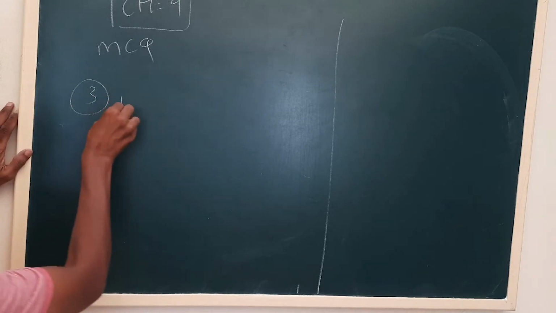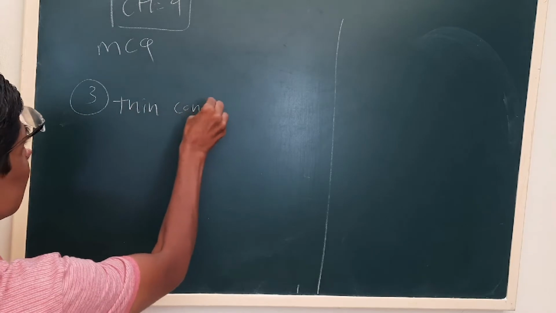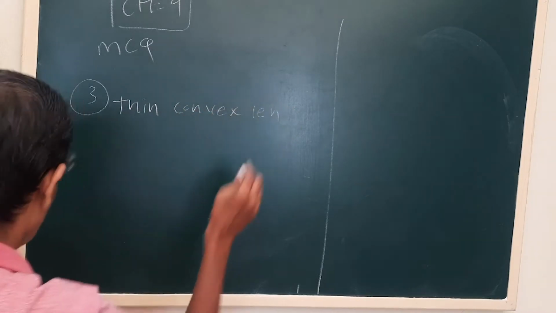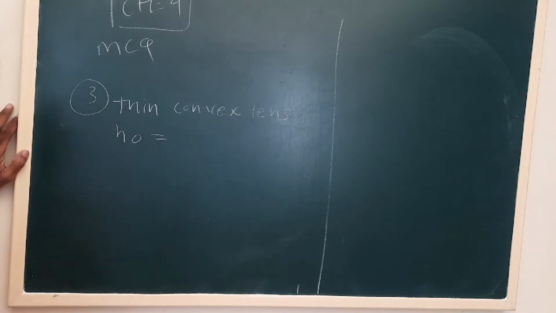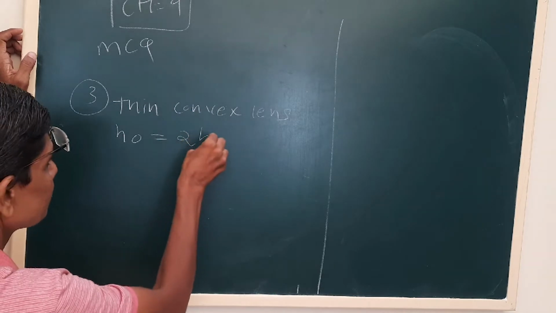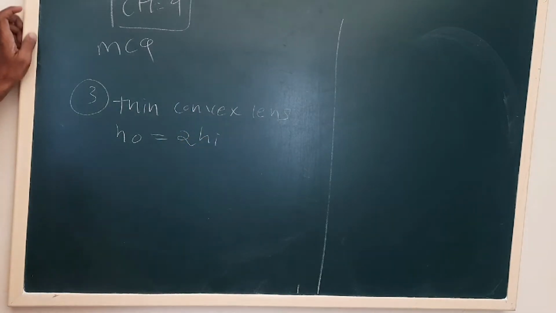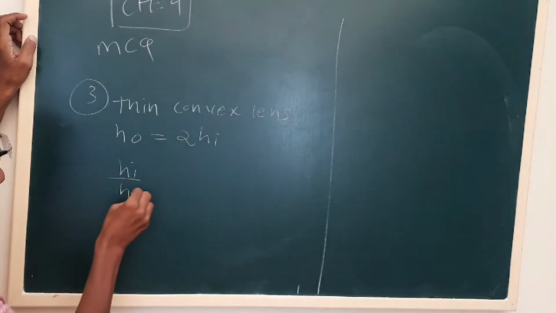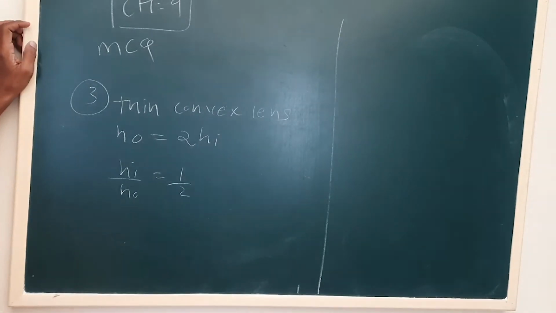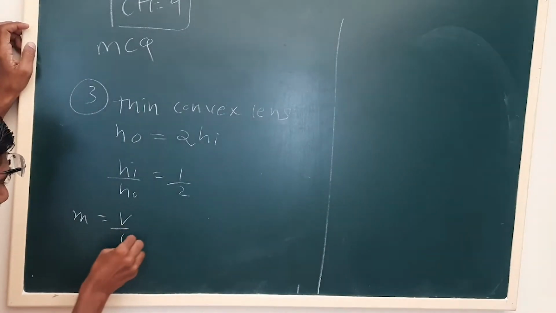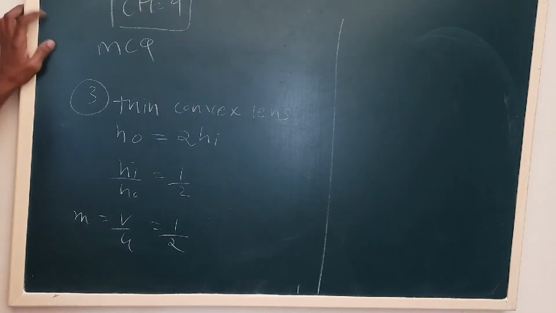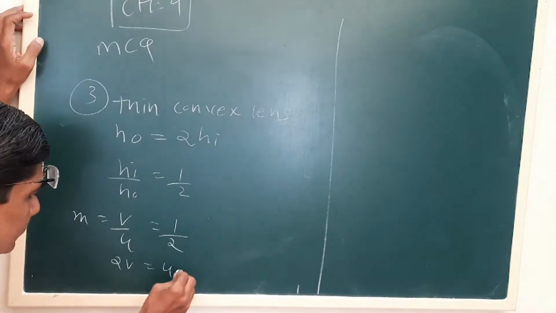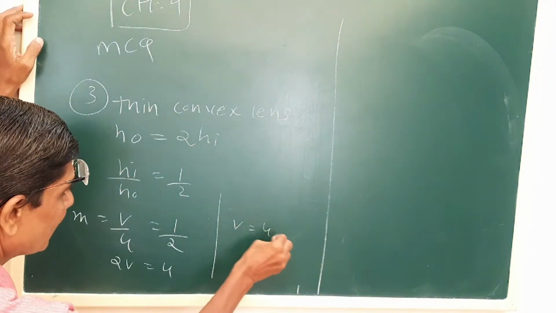For a thin convex lens, the height of the object HO is double the height of the image. So in that case HI upon HO will be 1 by 2. Now the magnification is V by U, that is the formula. So 2V is equal to U, or V is equal to U by 2.